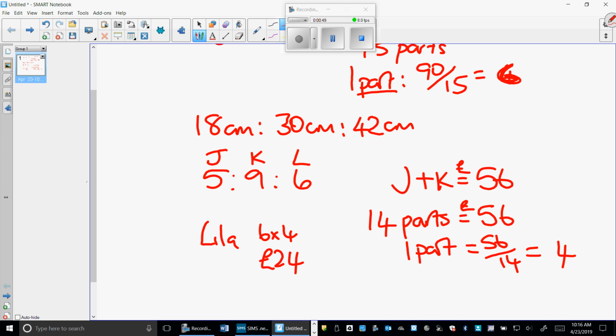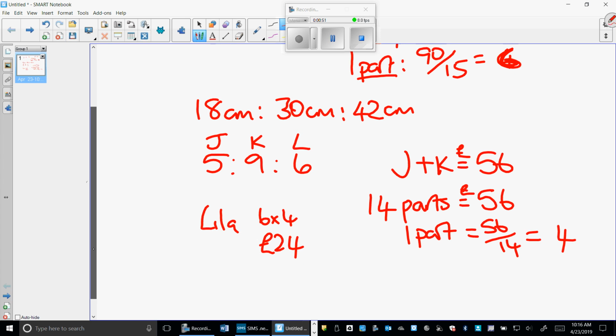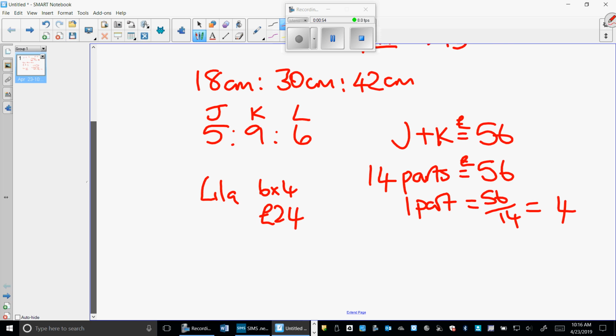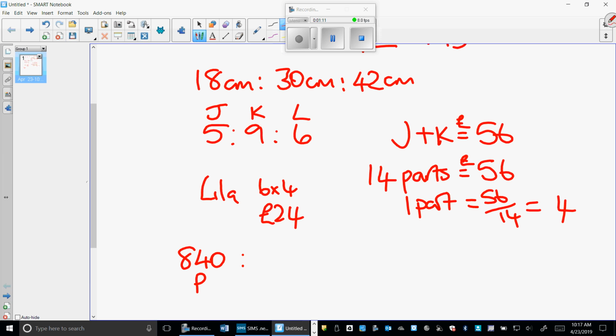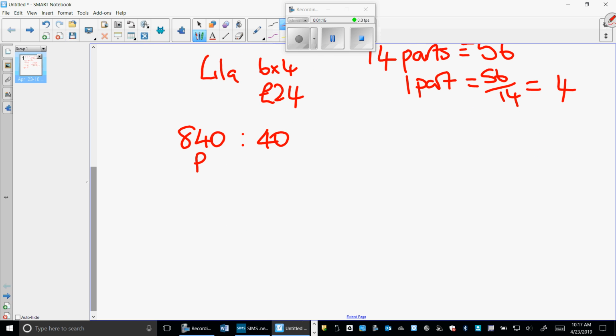Now the school has 840 pupils and 40 teachers. Now this kind of question freaks a lot of people out, because we're taught initially that ratios should generally be in whole numbers, but not always. Okay, so a school has 840 pupils and 40 teachers. Okay, so I would always label my ratios.